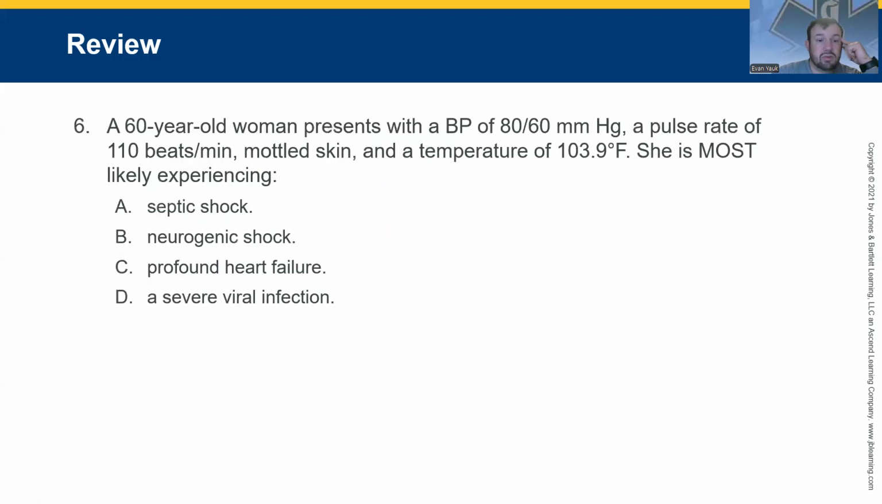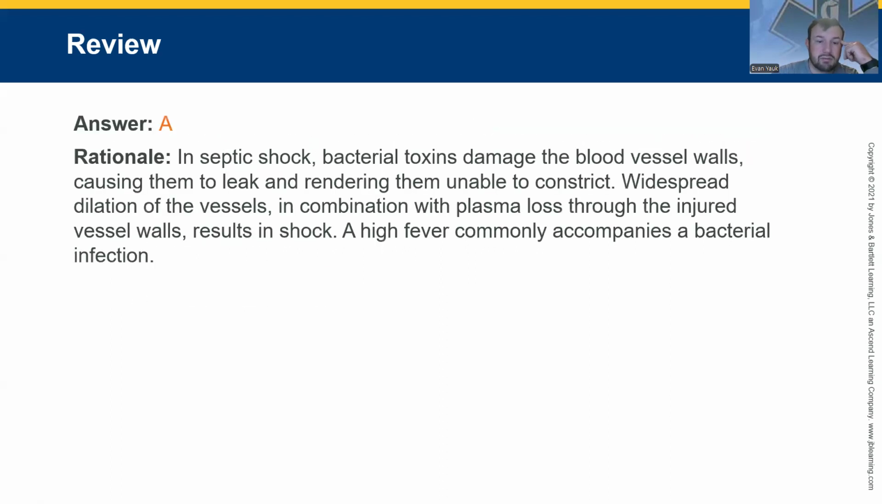A 60-year-old woman presents with a BP of 80/60, a pulse rate of 110, mottled skin, and a temperature of 103.9. She is most likely experiencing... okay, septic shock, bacterial toxin.